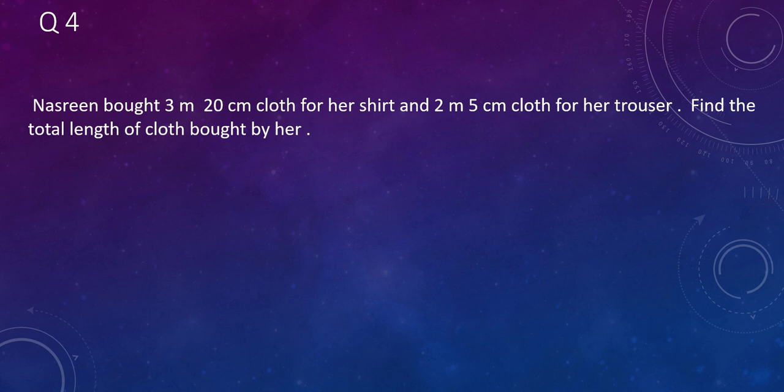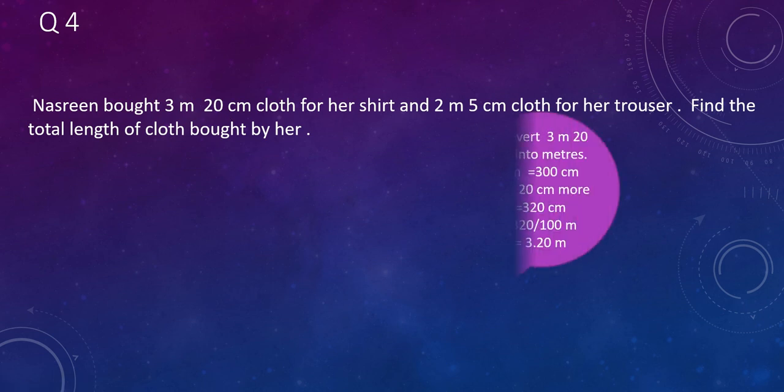You have done this in the last exercise. These kinds of questions you have done. How will you convert 3 meter 20 centimeter into meters only? When you convert it, you can see here 3 meter will be 300 centimeter and 20 centimeter more you have. So in total I have 320 centimeter.